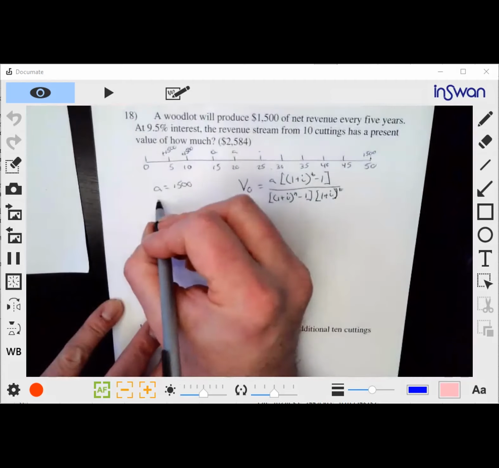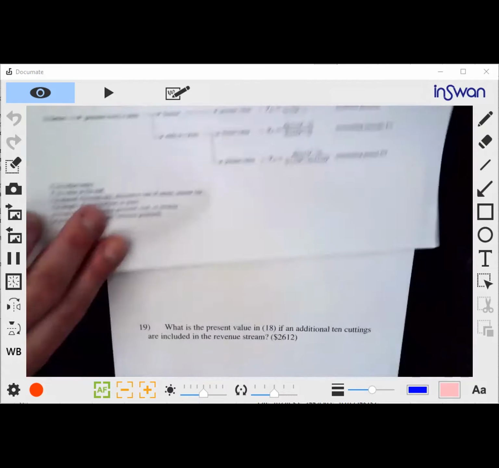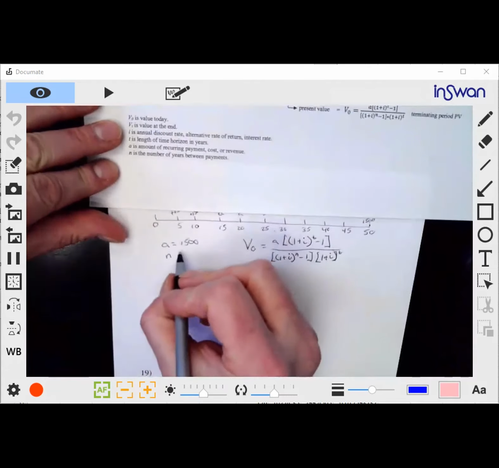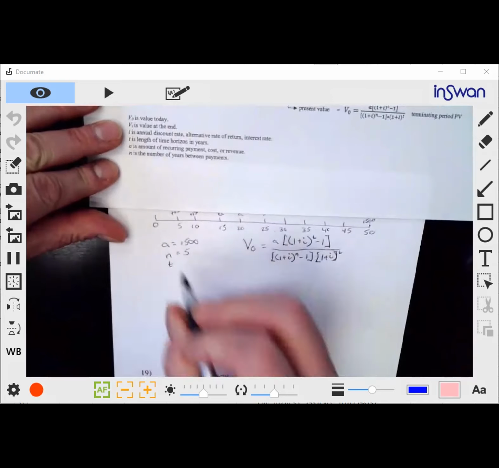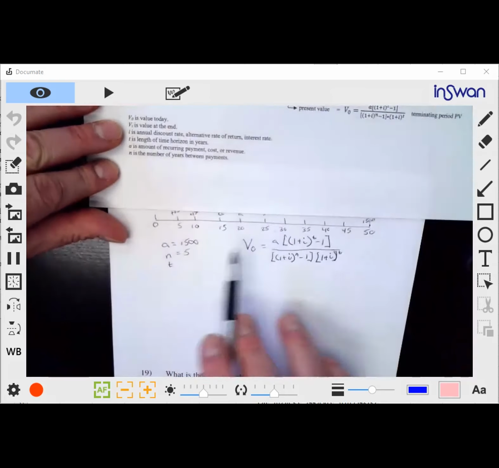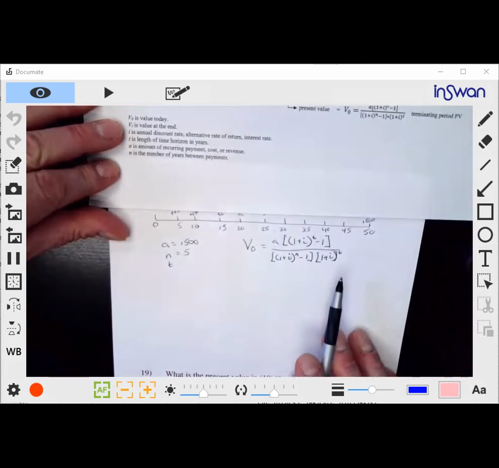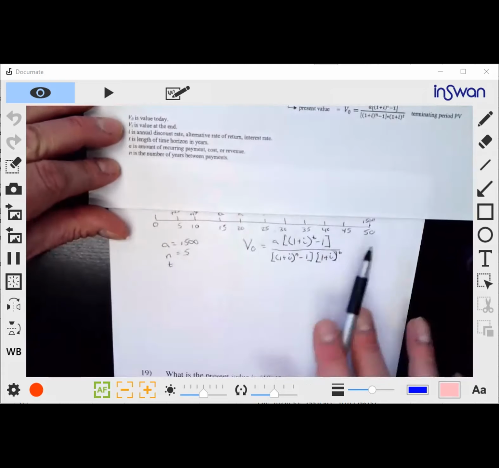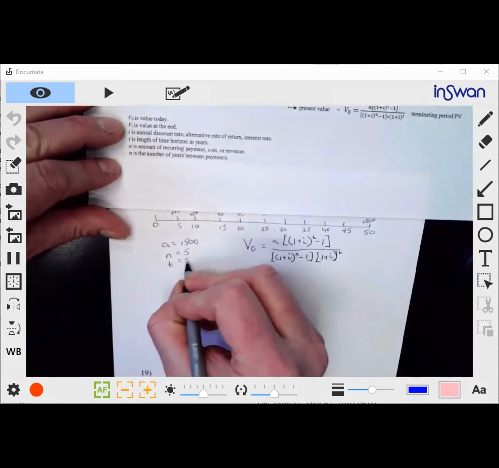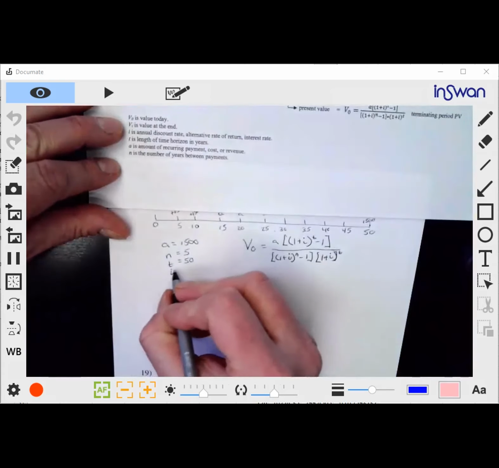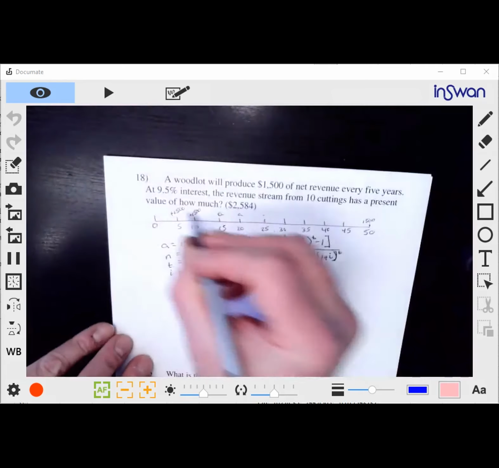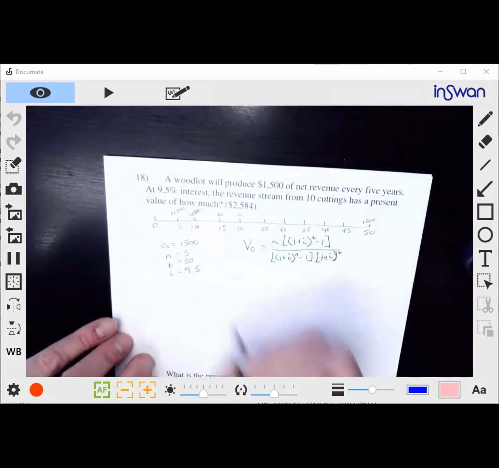I know A in this case is 1,500. I know that n, which is the number of years between payments, is 5. T, and this might be the one that threw people off, it's not the 10 payments, it's the 50 years, the length of the time horizon from here to here. So 50 years, and i, in this case, we've been told is 9.5. See up there from where we got it.